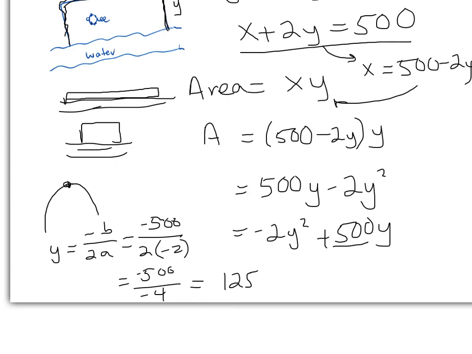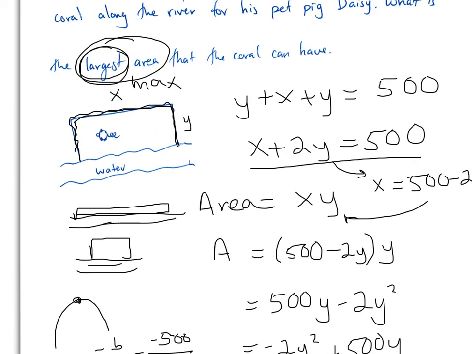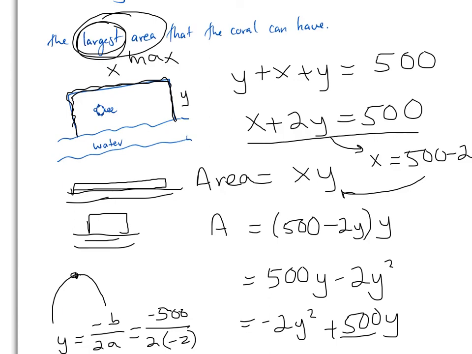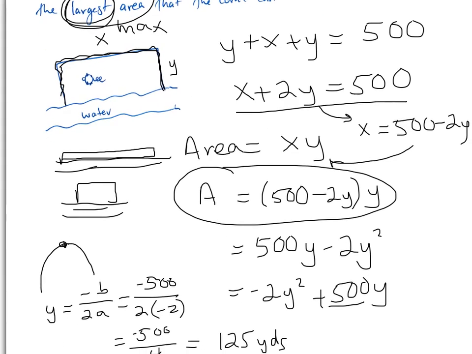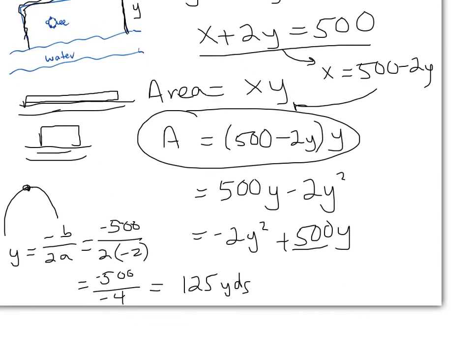Now, let's make sure we can answer our question. That's the length of our side, so that'd be 125 yards. What this problem is asking for, if we go back up and look, is the largest area, not the dimensions of our fence, but the largest area. And so to find the area, we go back to our area function. Here's our area function that tells us how to calculate area if we know what y is. And now we do know what y is, so we're going to take this y value and plug it into our function.